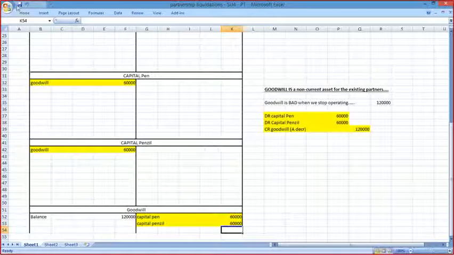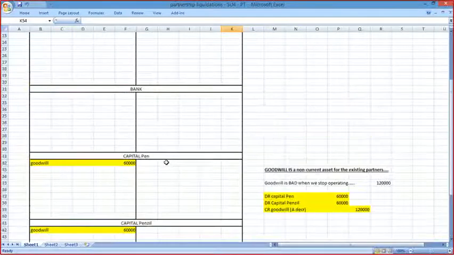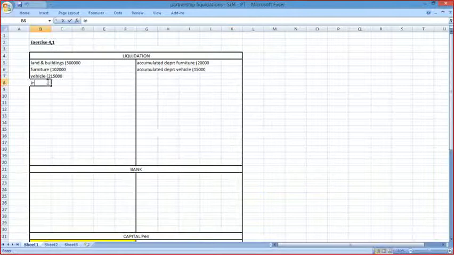The next one is inventory. Good. What is it? That's an asset. Where does it go? You've got 3 options: liquidation, bank, or capital. Goes to liquidation. Correct. Inventory, what's the amount? The amount is 45,000. Great, thanks.